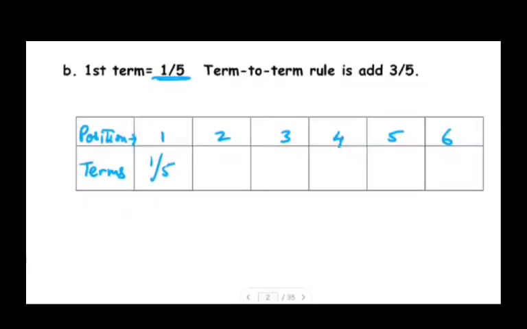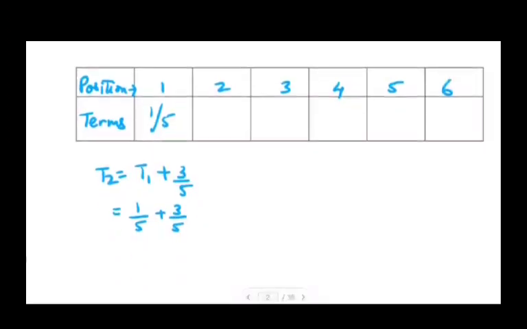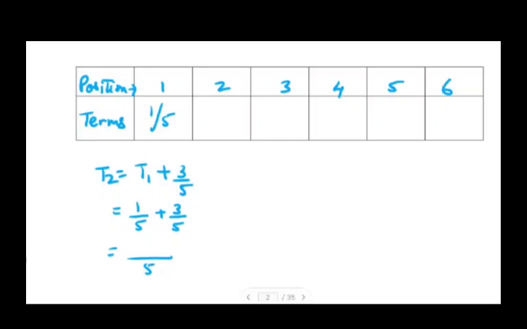Alright, let's apply the term to term rule. So T2 is equal to T1 plus 3 upon 5, where T1 is 1 upon 5 and the term to term rule is 3 upon 5. When the denominators are the same, you write it only once for both. Add the numerators and you have 4 upon 5. So that's my T2.